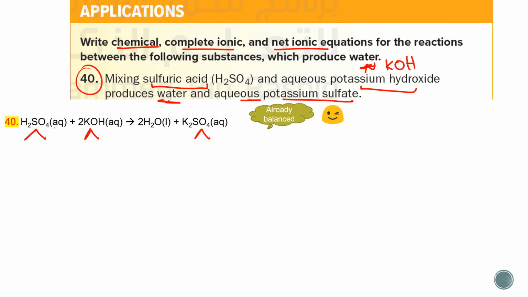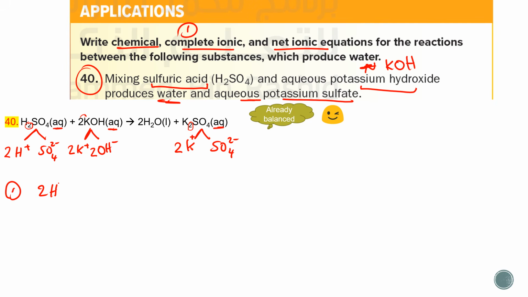Remember, as we said in the precipitate reactions, any aqueous compound we break into positive and negative ions, right? So this is H plus, SO4 minus 2, K plus, OH minus, K plus, SO4 minus 2. Now how many H do I have here? 2, so I'll put 2 here. How many K's do I have? 2, and the OH also 2. How many K's do I have? There are 2 K, so 2. So write the complete ionic equation, which is number 1 here.